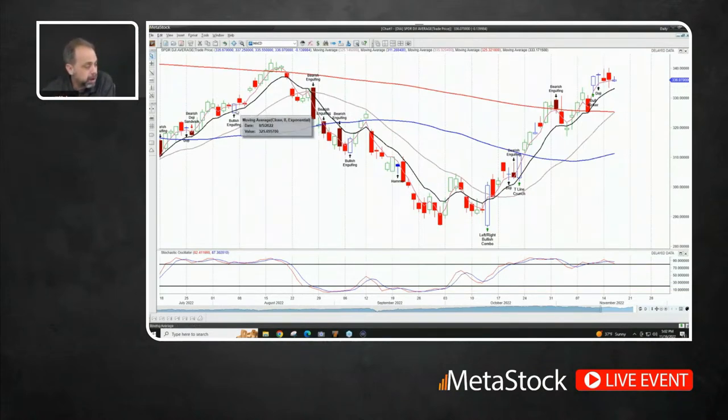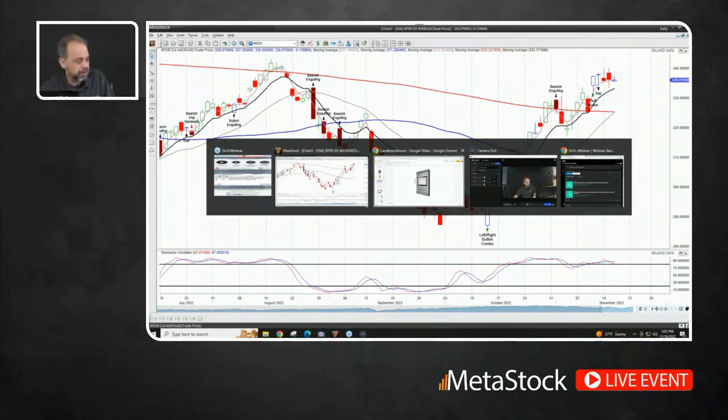You'll notice here we had a bullish engulfing followed by a run up. Here you had a huge bearish engulfing. And these are just identified for you. In fact, as part of the program, I'm just going to go into the slideshow real quick here.